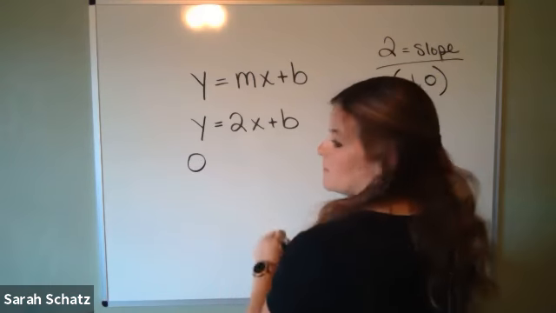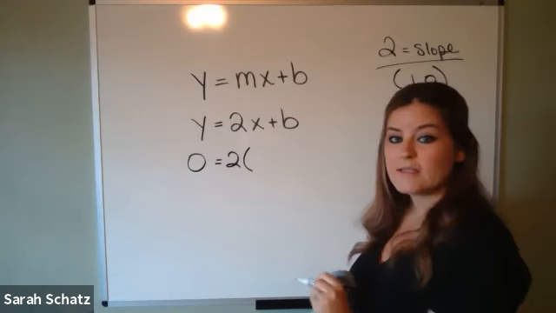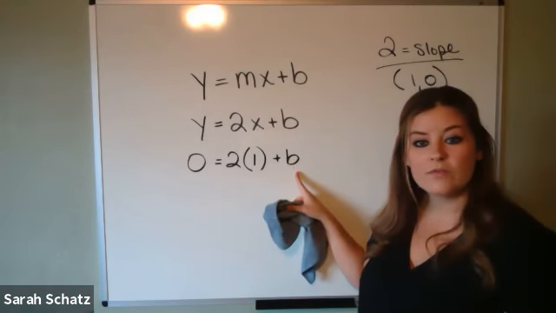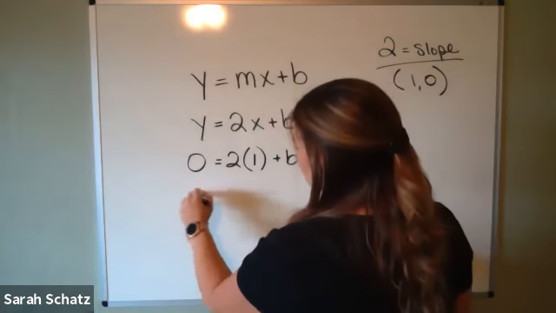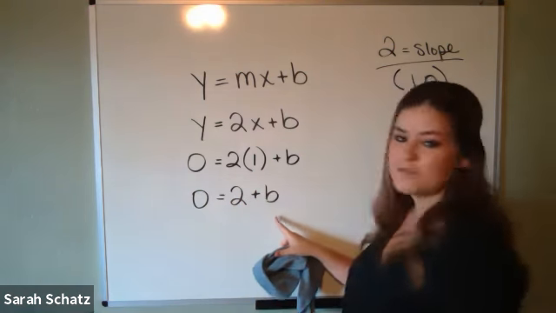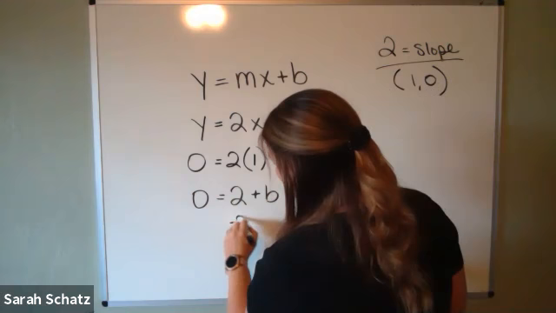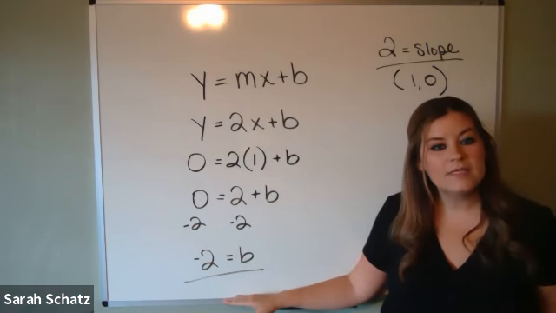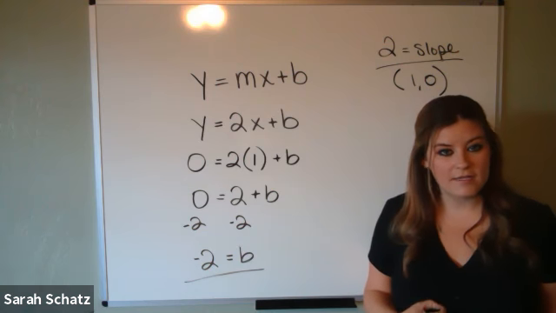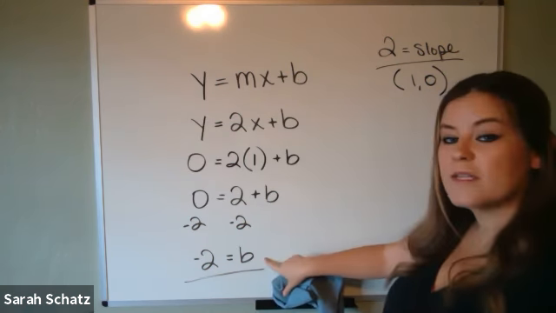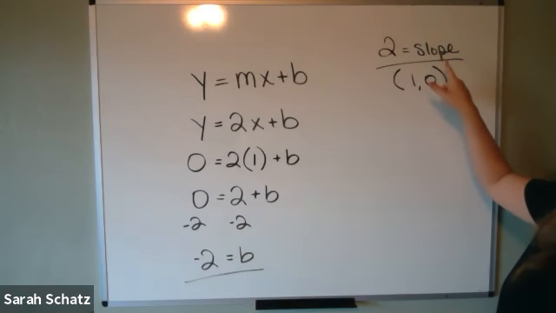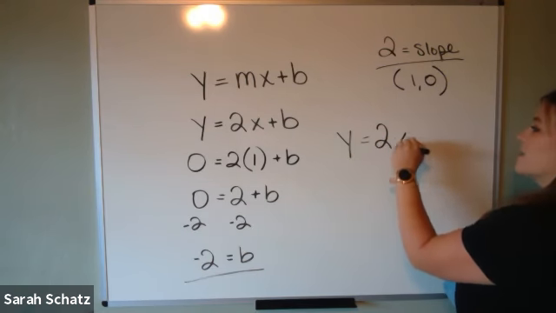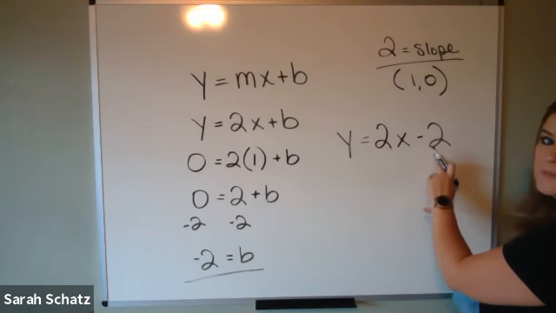So y is 0. So I put 0 equals 2 times x. This is where you put in your x value. So I get 2 times 1 plus b. You're not going to put anything in for b because we're solving for that. So I get 0 equals 2 plus b. I'm trying to isolate the b, so let's subtract the 2 from both sides. So I get negative 2 equals b. You guys, if b equals negative 2, I now have everything I need to write the equation for this line. So b equals negative 2. I already knew m, or the slope, equals positive 2. So the equation for this line is y equals 2x minus 2, mx plus b, and our b was negative 2.